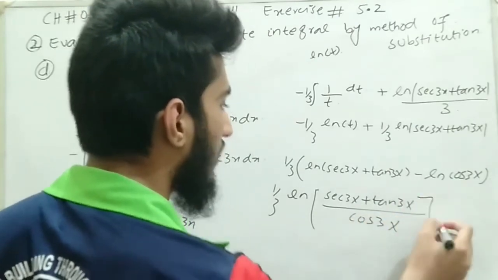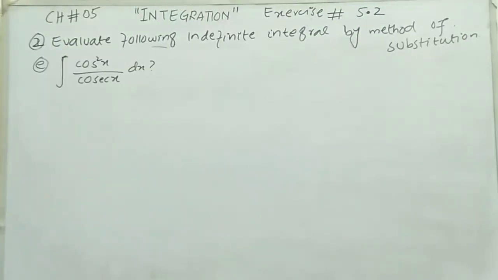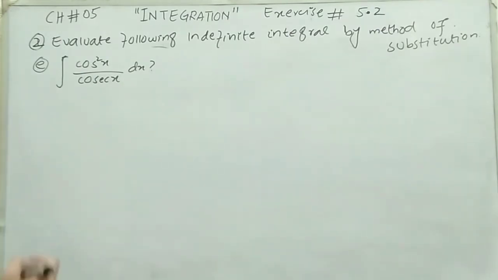So this is the required indefinite integral. Now move to part number E. Integral of cos square x divided by cosecant x dx, find the indefinite integral.